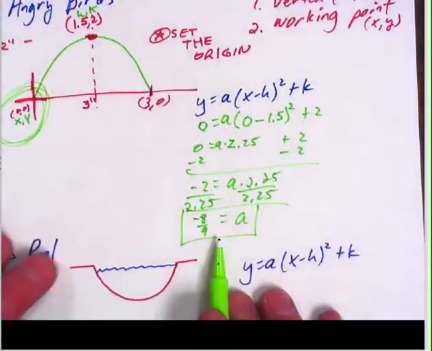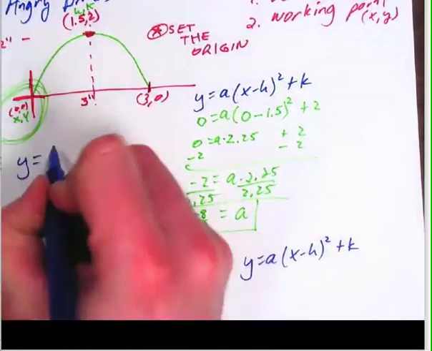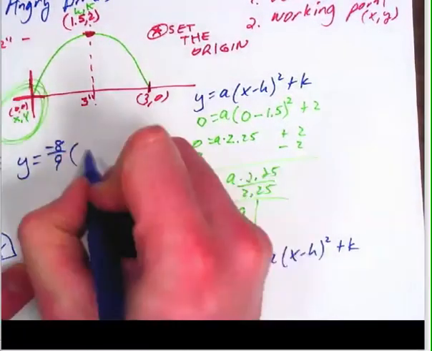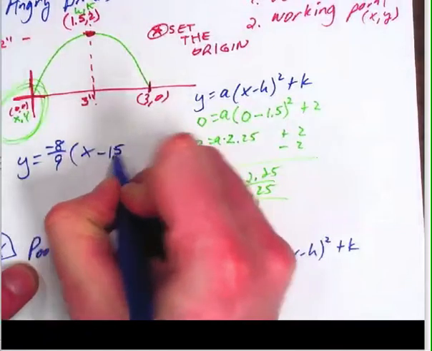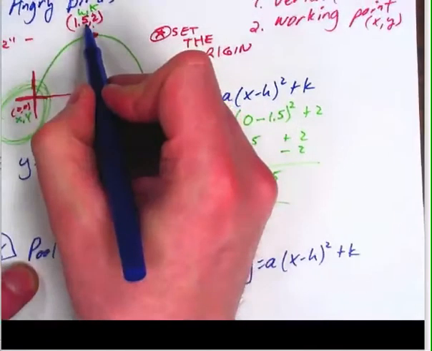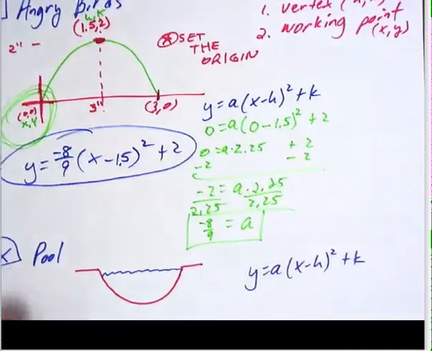So there's my a. So now I can go back and write the whole equation. The equation would be y equals negative 8/9 times (x minus 1.5) squared, because that's the value of my vertex, my h and k, and then plus 2. So there's the equation for the parabola in the game Angry Birds if you're playing it on your phone.